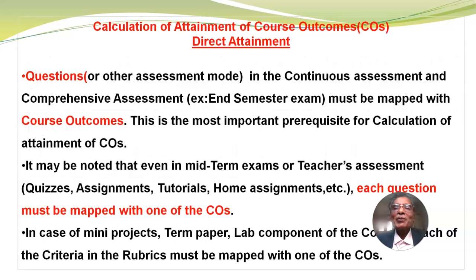Calculation of attainment of course outcomes, COs, direct attainment. Questions or other assessment modes in the continuous assessment and comprehensive assessment, for example, end semester exam, must be mapped with the course outcomes. This is the most important prerequisite for calculation of attainment of COs.